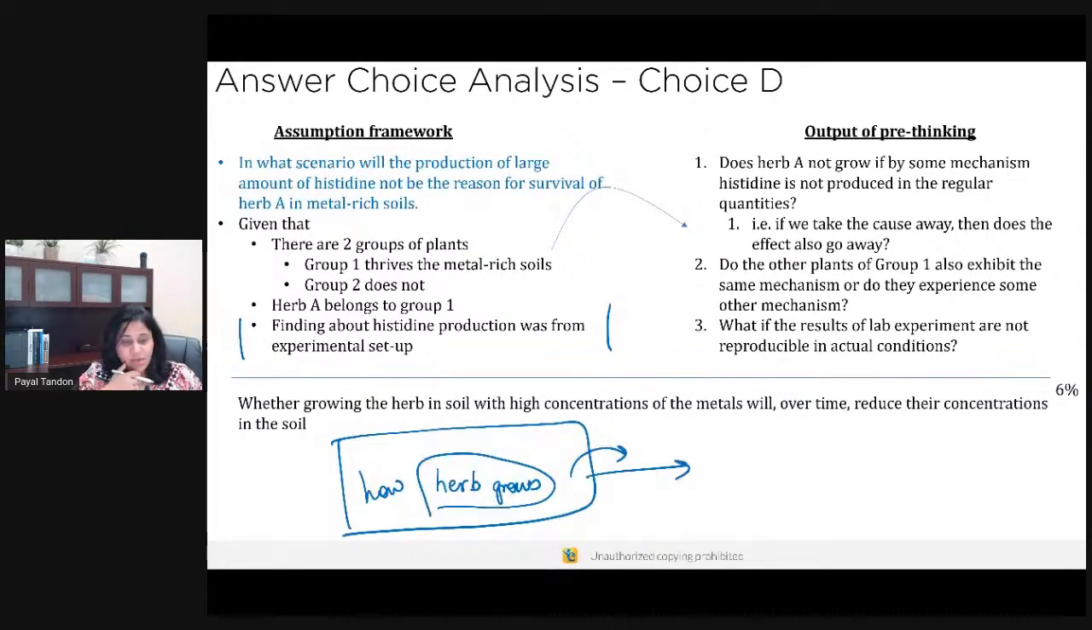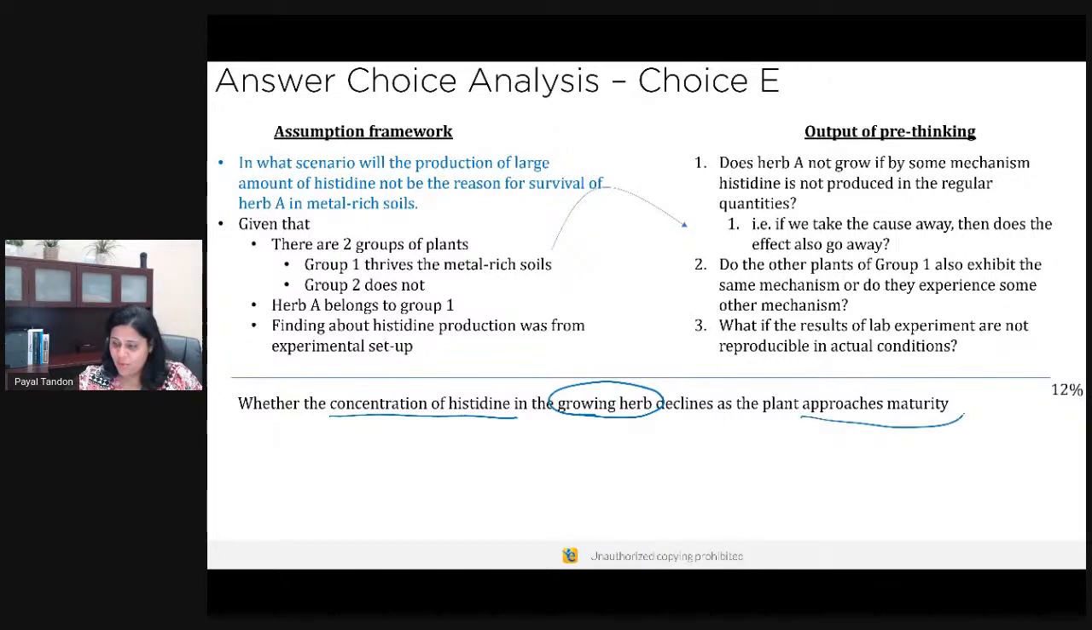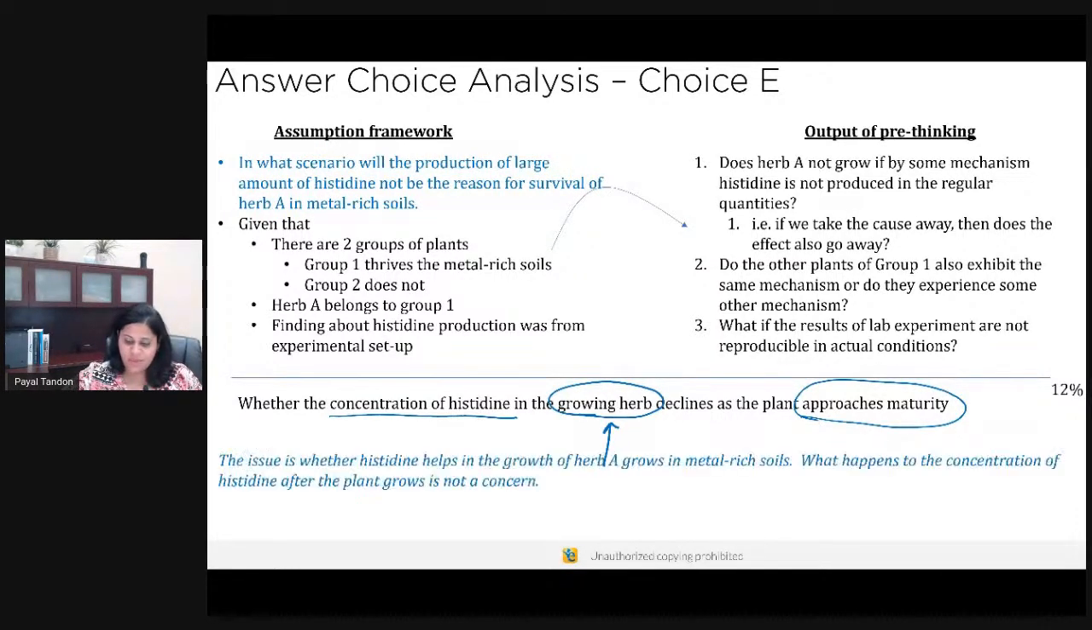Okay, what is this choice talking about? This choice is talking about whether growing will over time reduce their concentrations in the soil. The plant has already grown, so it's beyond the scope of my argument. That's why this choice is wrong. Okay, now the same thing is wrong with choice E, it is wrong also for the same reason. Whether the concentration of histidine in the growing herb declines as the plant approaches maturity. The argument doesn't care about what happens after the herb has approached maturity, right? What we are concerned about is how the herb grows in these conditions. That's why this choice is wrong.